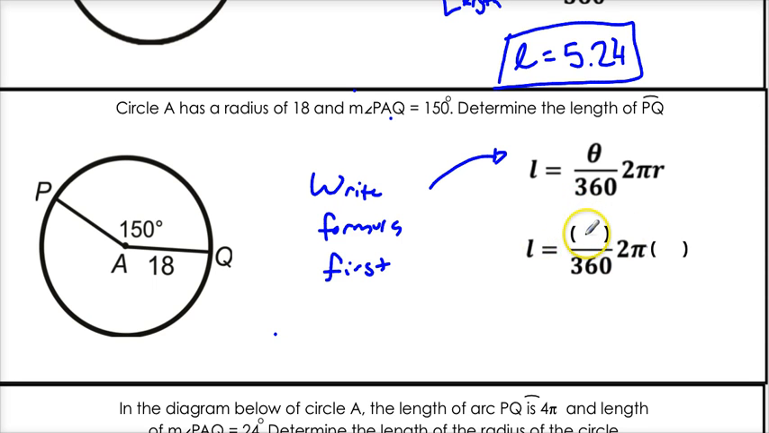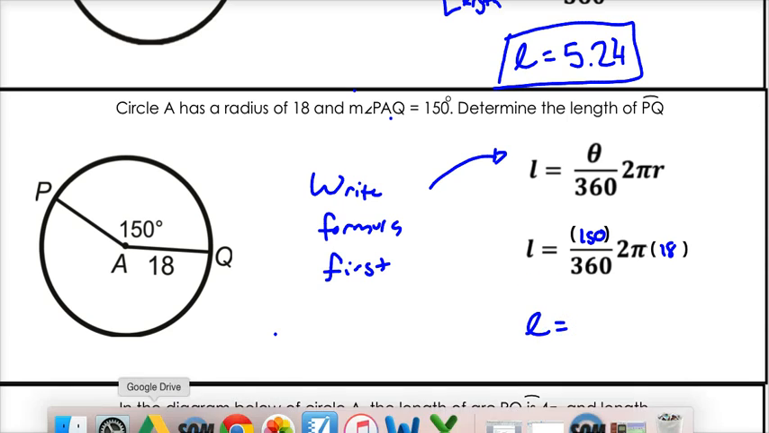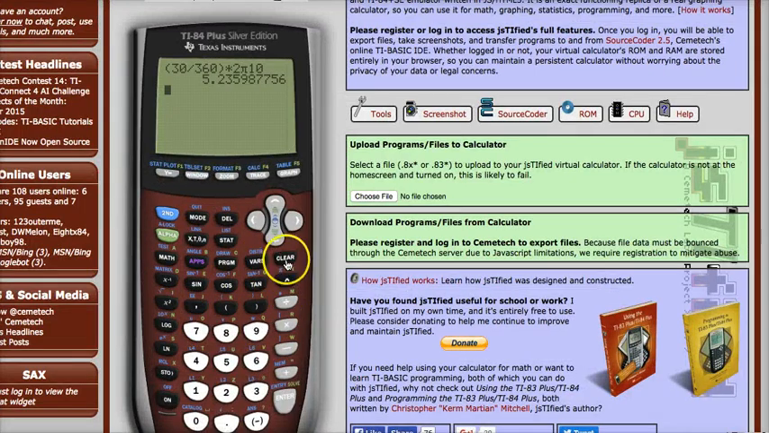So our angle is 150 degrees. All right, and our radius is 18. We're going to just plug this right into our calculator. So let's take out our calculator again. All right, clear this out. Parentheses 150. You should try this on your own, by the way. You don't have to wait for me to do it.